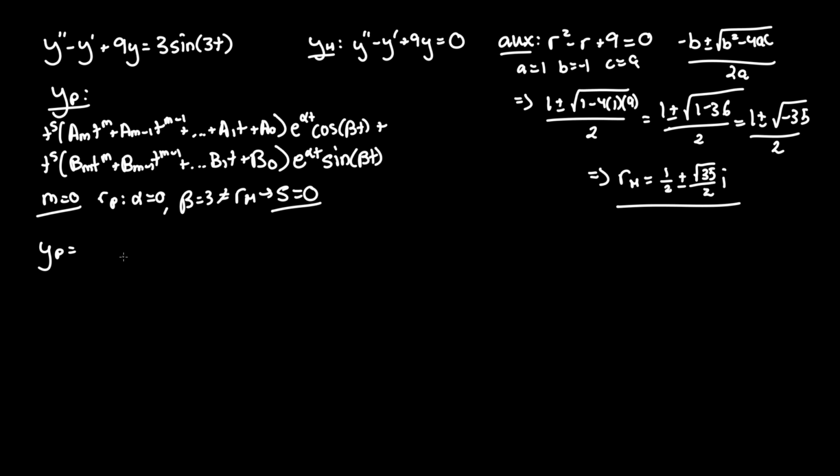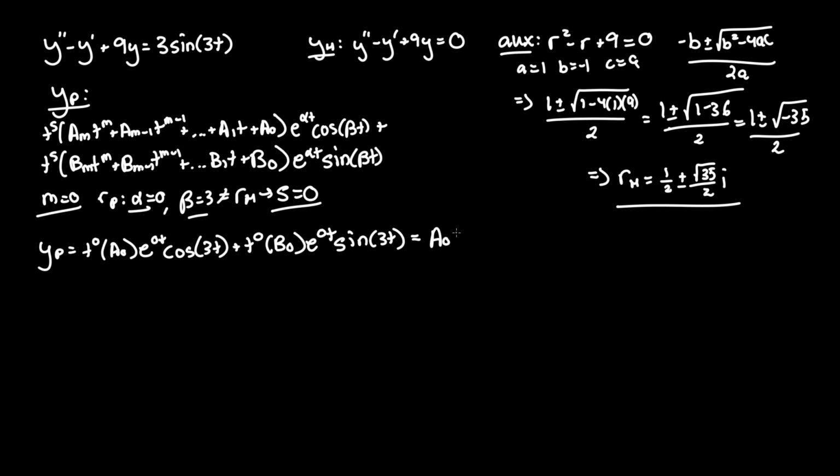For y particular, we set it equal to t to the s, 0, and we have no t term, so all of this gets disregarded until our a sub 0 term, times e to the 0 t, since our alphas were 0, times cosine of 3t, keep that the same. Now for our sine term, again t to the 0, but now b sub 0 constant, e to the same 0t, times sine of 3t. Essentially, this gives us all our possible solutions we can have, and once we set it equal to what we have over here, then we can find our undetermined coefficients.